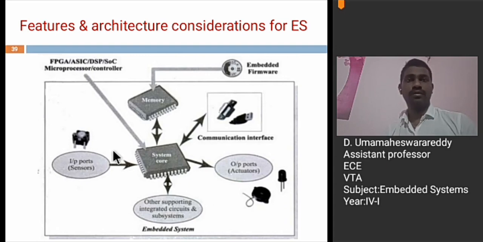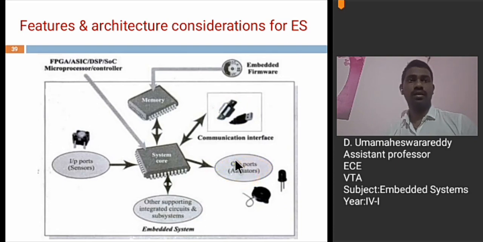See here, for building an embedded application, the basic elements are I/O ports, which are the input and output ports, a system core, which is nothing but the CPU, memory elements, other integrated peripherals such as ADCs, DACs, comparators, etc., and communication interfaces. Then output ports.